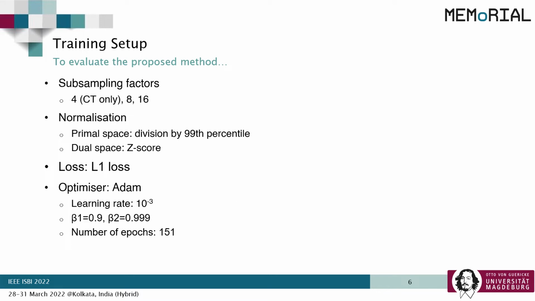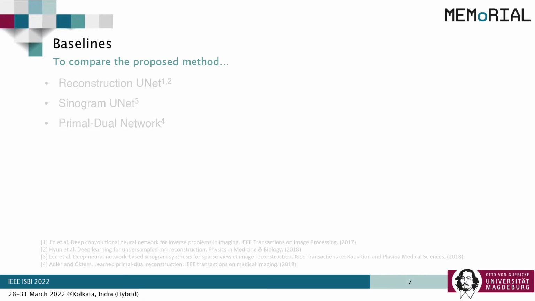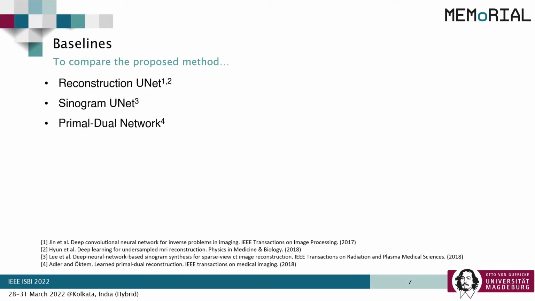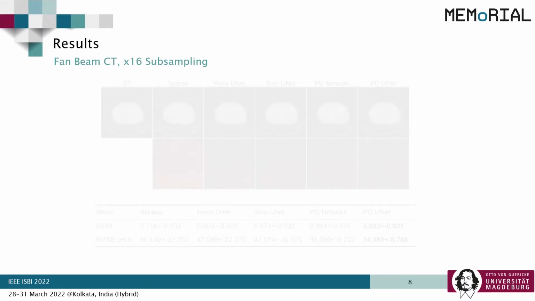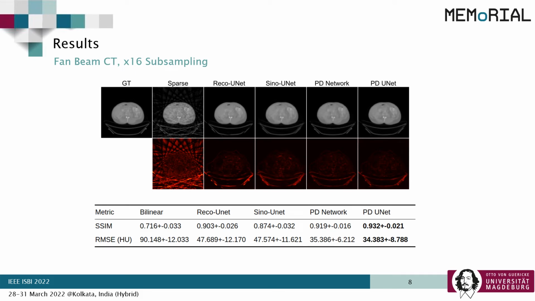Normalization in the primal space was performed by dividing with the 99th percentile of the dataset, whereas in the dual space, z-score normalization was performed. Loss during training was calculated using the L1 loss and was optimized for 151 epochs using the Adam optimizer. We have compared our method against 3 deep learning baseline models: reconstruction UNet, sinogram UNet, and of course the Primal-Dual network.